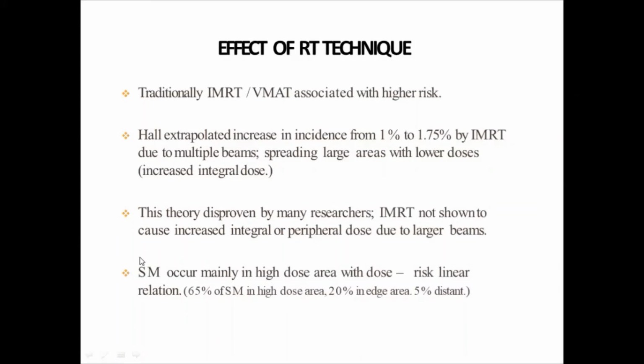Traditionally, IMRT and VMAT were associated with high risk, but Hall extrapolated an increase in incidence from 1% to 1.75% by IMRT due to multiple beams spreading large areas with lower doses, thereby increasing the integral dose. This theory was disproven by many researchers. IMRT has not been shown to cause increased integral or peripheral dose due to large beams. Secondary malignancies occur mainly in the high dose area with a dose-risk linear relation.